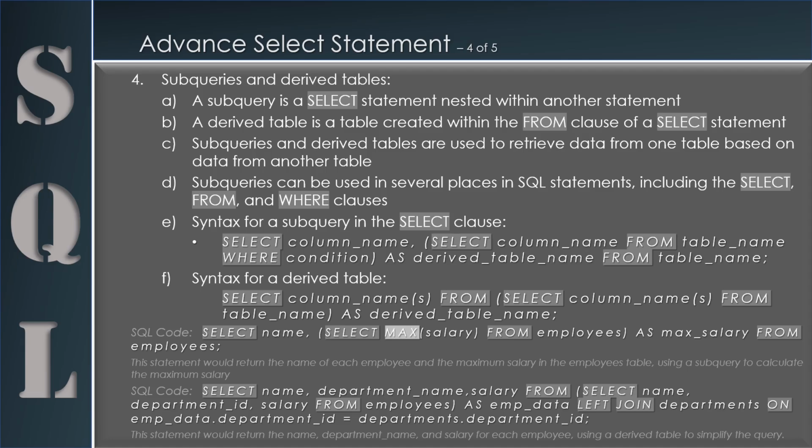Subqueries can be used in several places in SQL statements, including the select, from, and where clauses. The syntax for a subquery in the select clause can be select column name, select within brackets, select column name from table name where condition is applied, as derived table name from the table name. When you look at these codes, we can use the SQL code select name, select maximum salary from employees as maximum salary from employees. This would return the name of each employee and the maximum salary in the employees table using a subquery to calculate the maximum salary.